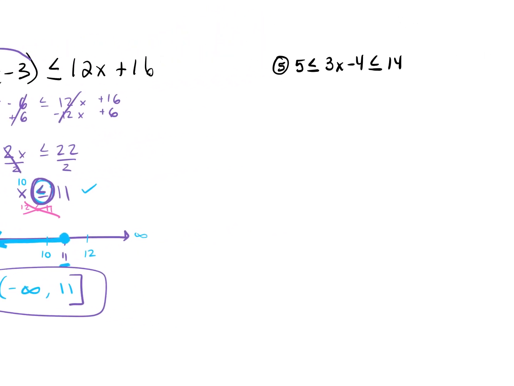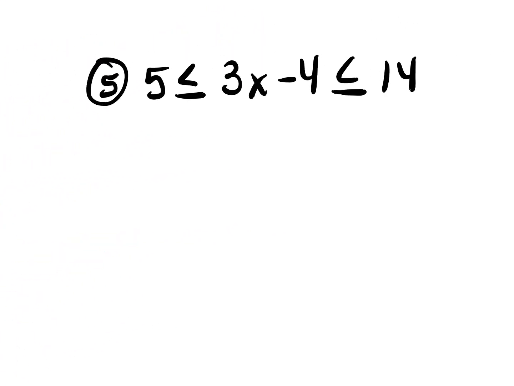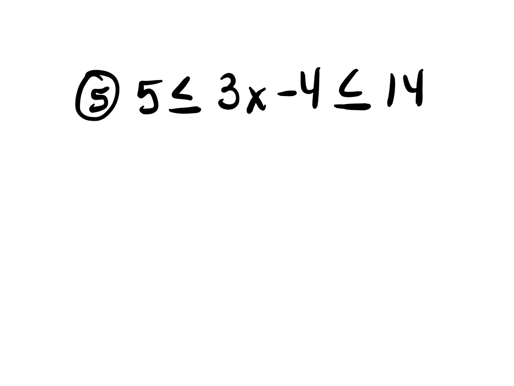All right, next let's look at 5. So here we have a compound inequality. We've got two inequalities in one. So just be careful, whatever we move to one side, you have to do it to the other side too. So I'm going to add 4 because we want to isolate our x. So I'm also going to add it to the right side of my inequality and add it to the left side of the inequality. So we get 9 is less than or equal to 3x, which is less than or equal to 18.